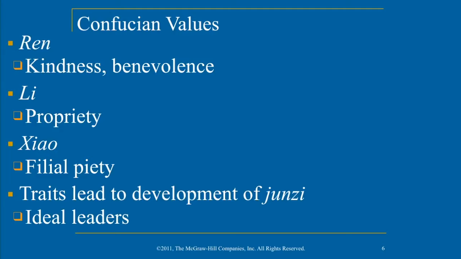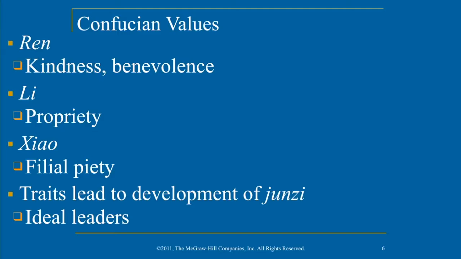Some of the Confucian values here are a couple. We have Ren, which is kindness and benevolence. Confucius believed that a good leader or a good person would be someone who practiced Ren, who practiced kindness and benevolence towards others, someone who didn't seek vengeance or revenge on others, but instead focused on doing the right things in a kind way. And benevolence means to give freely of yourself and be a good person in terms of sharing your goods, sharing your wealth, sharing the things that you have.